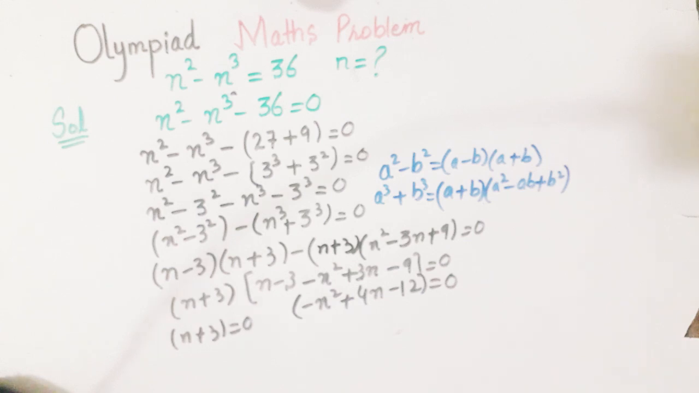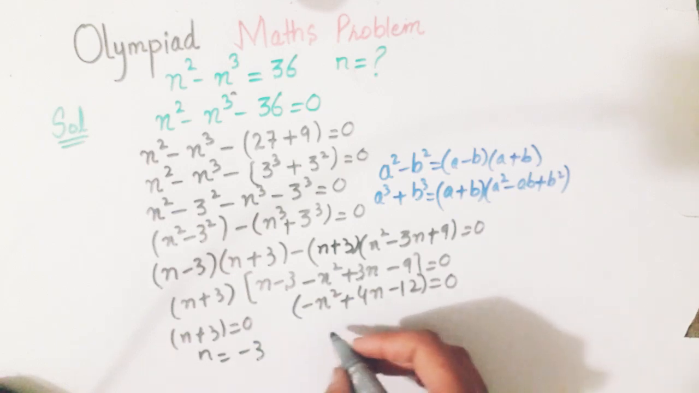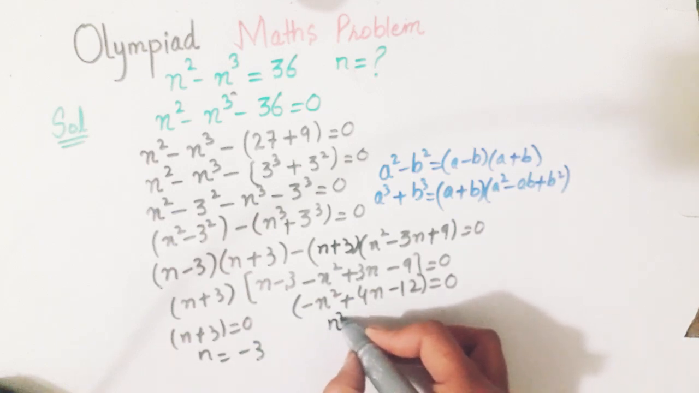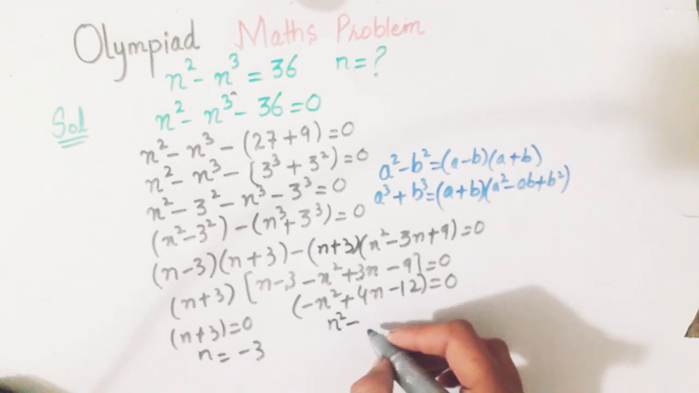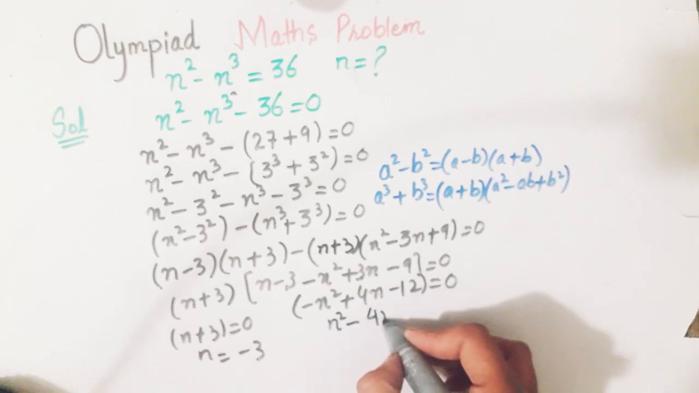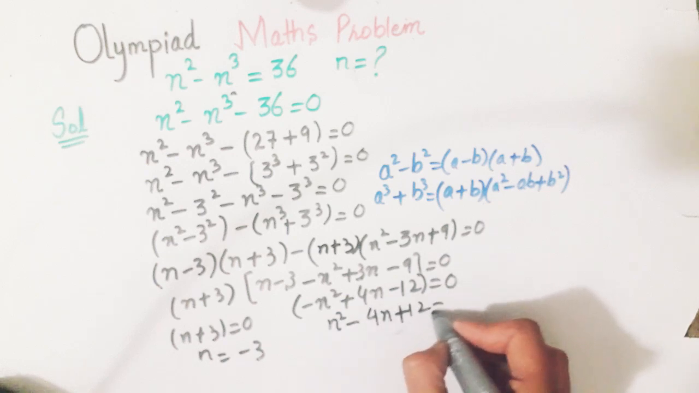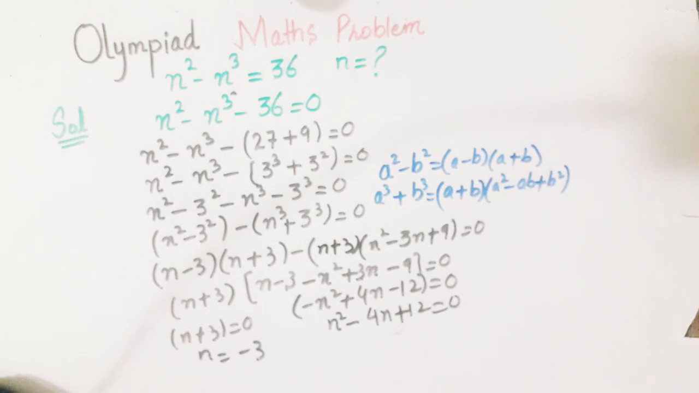Now we will solve this. We get n equals minus 3, and for this one, when we take minus as common, n square minus 4n plus 12 equals 0. Now we have to make the factors of 12.